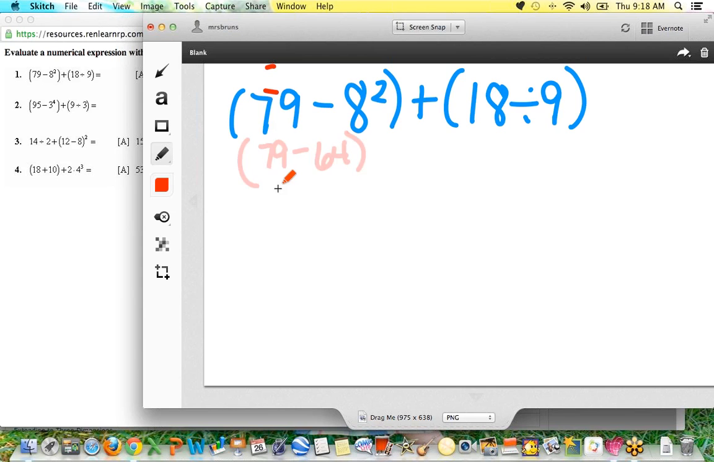So think of this as really saying 79 minus 64. So everybody, what's 79 minus 64? I already sent it to you. 15. Okay, perfect. Now we come over here and let's do our second set of parentheses. This is easy. 18 divided by 9 is, hold up your fingers. 2.